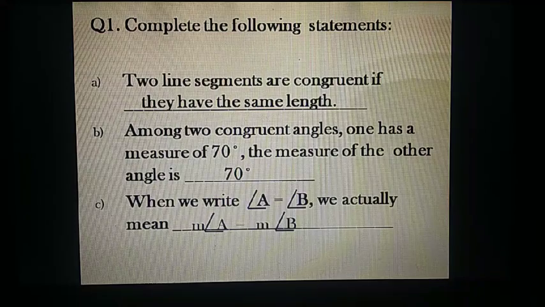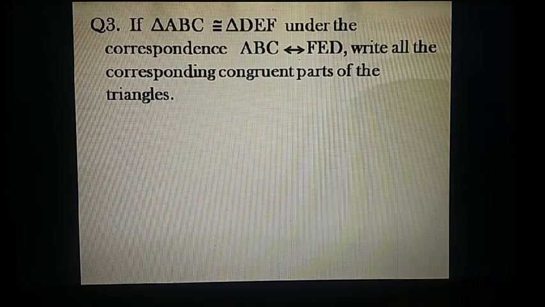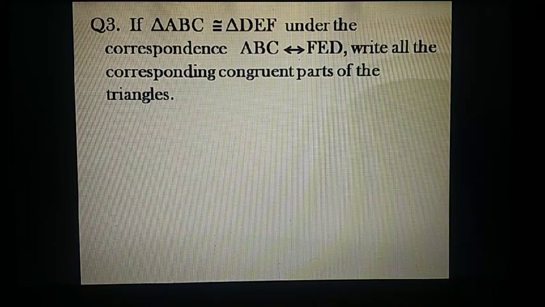Moving to next. Question number 3. If triangle ABC is congruent to triangle FED, both the triangles are congruent here. Under the correspondence ABC corresponds to FED. Now this correspondence means the first letter corresponds to the first letter on the right-hand side, that is A corresponds to F, B corresponds to E, C corresponds to D. Write all the corresponding congruent parts of the triangles.